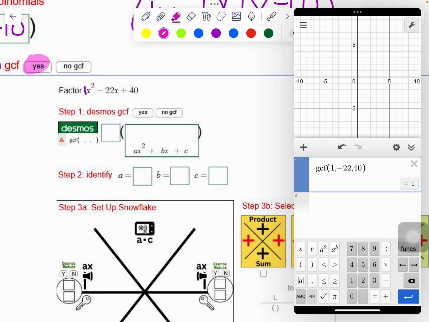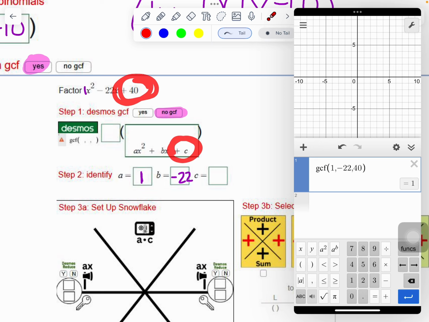So we're going to put here that we have no GCF, which is nice because that means we don't have to divide. So we don't need to do any of this right here. We're going to go straight to, what is A? A is the number in front of x squared. If I look right here, what did I write in front of x squared? My A is 1. B is the number in front of x. If I look here, the number in front of x is negative 22. Don't forget to take that negative, okay? And then C is the constant by itself at the end. So right here, my C is positive 40.